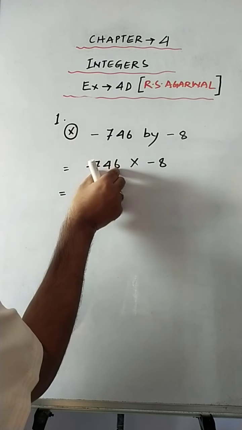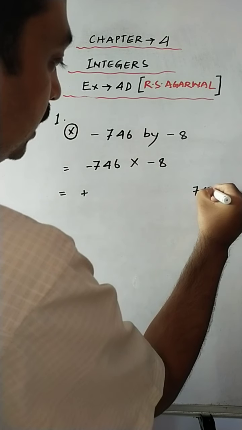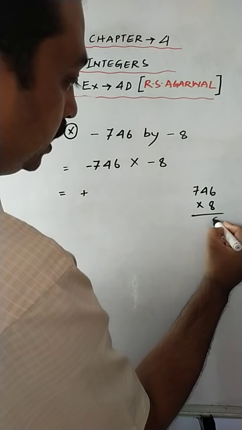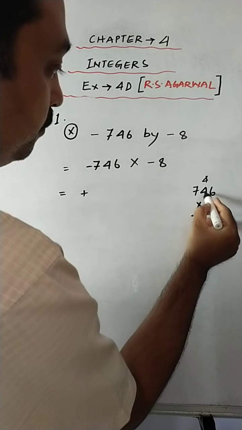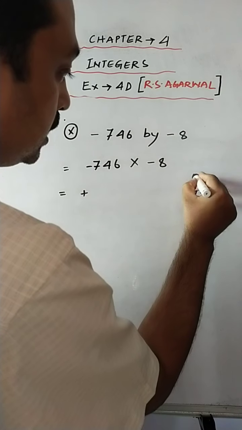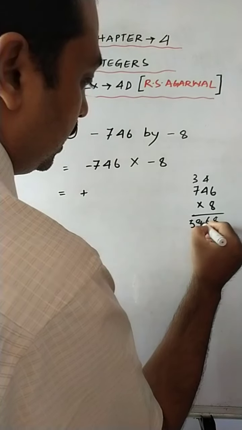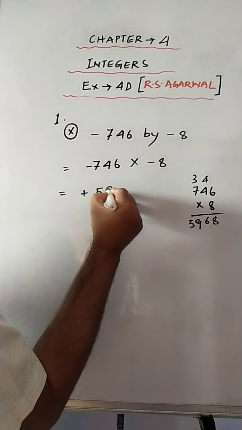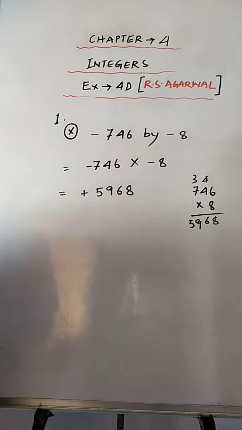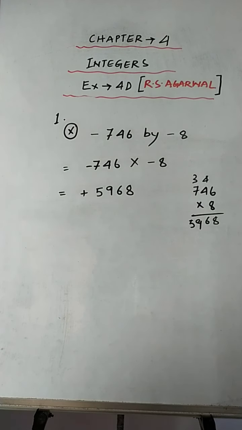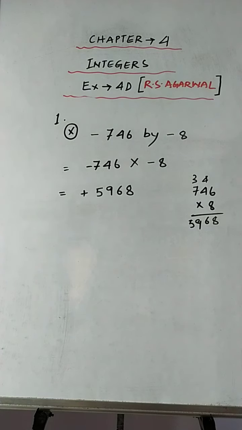Now you have to multiply 746 into 8, and you can do it in rough also. So 6 8s are 48, 4, 8 4s are 32 plus 4, 36, 8 7s are 56 plus 3, 59. That means your answer is 5968. Okay, so this is the solution of sum number 10 of question number 1. Now let's move on to question number 2, sum number 5.